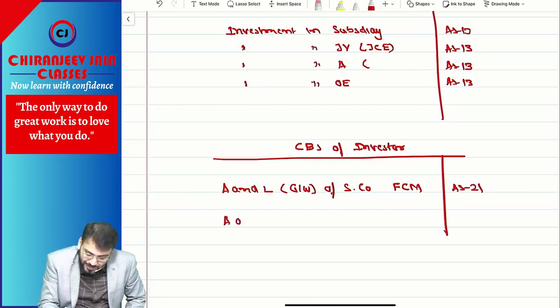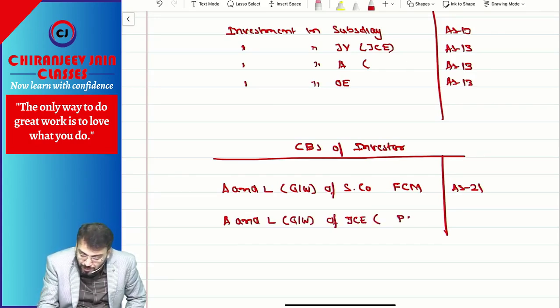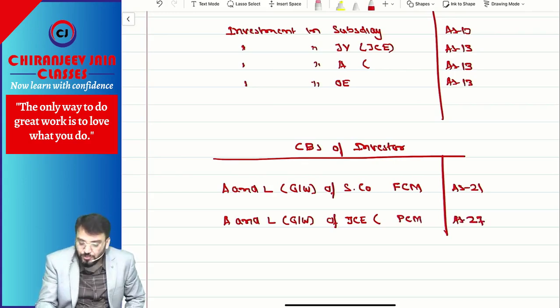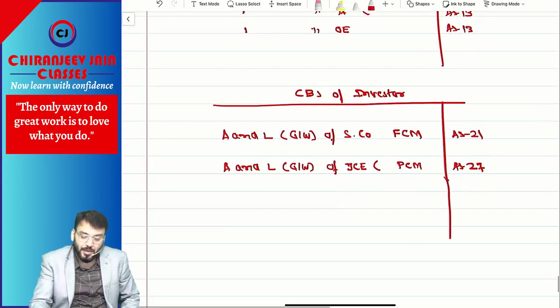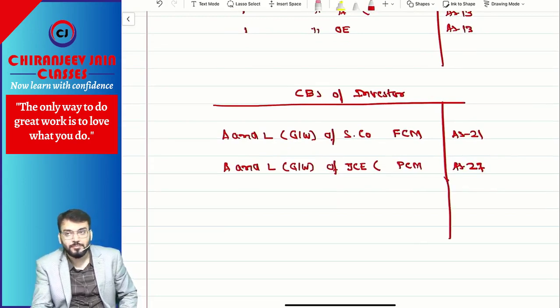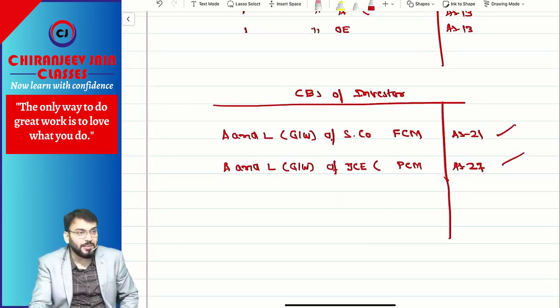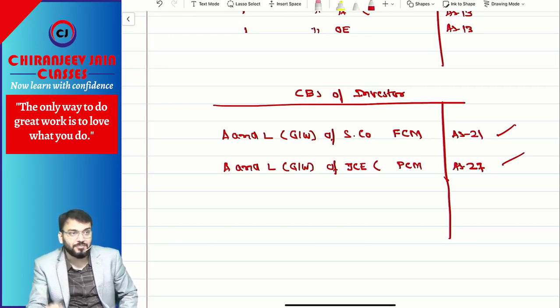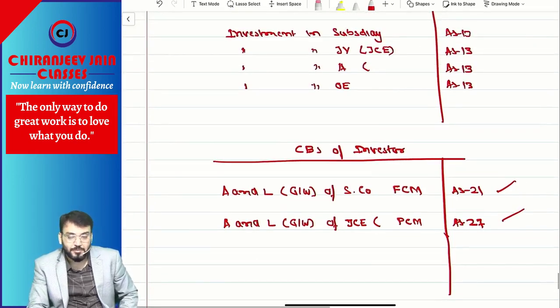We write the assets and liabilities along with goodwill of a jointly controlled entity, but only by using the proportionate consolidation method, as per which AS? AS 27. Are you getting it? This we have understood in 2 AS. AS 23 is left. This is the add-on. This type of question can be asked in the exam.